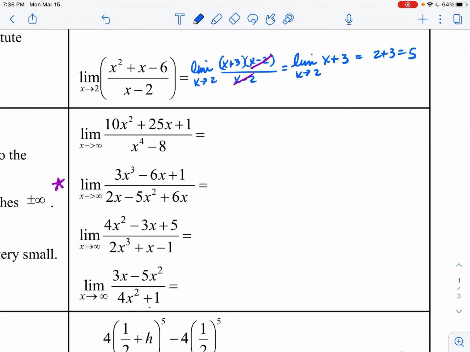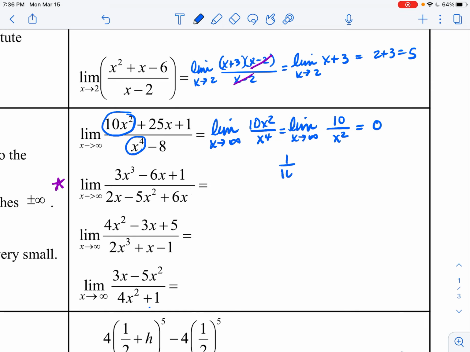If we reduce this down to just the leading term in the numerator and the denominator, I'll have the limit as x approaches infinity of 10x squared over x to the 4th, the leading term in the denominator. Let's go ahead and reduce. I'll cancel an x squared, so I'll have 10 over x squared. If our denominator grows without bounds and our numerator stays constant, this is going to approach 0.